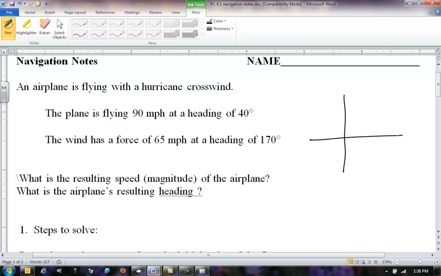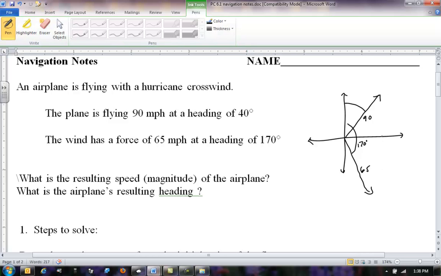We have our coordinates here, so it's heading. Remember, headings are a little funny because headings start from due north. They start straight up. So 40 degrees is going to swing out 40 degrees that way, like that. 90 miles an hour is the magnitude. The wind force is heading at 170, so 170 is going to shoot this way down here. This is 170 degrees, 65 miles an hour. The resultant vector is going to be connecting those two.